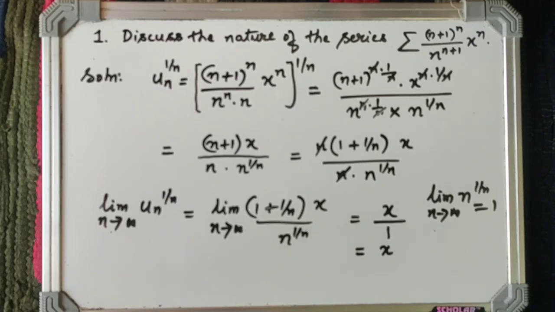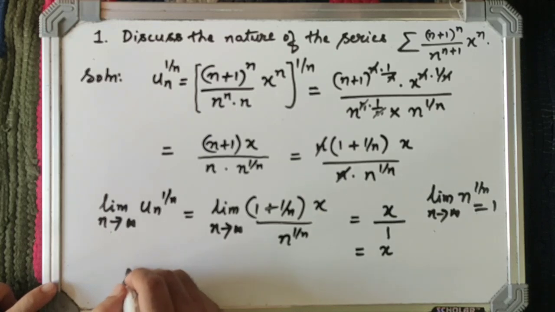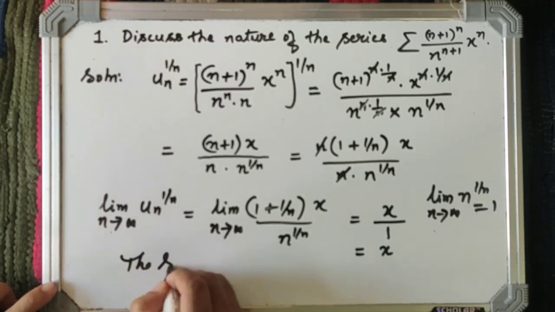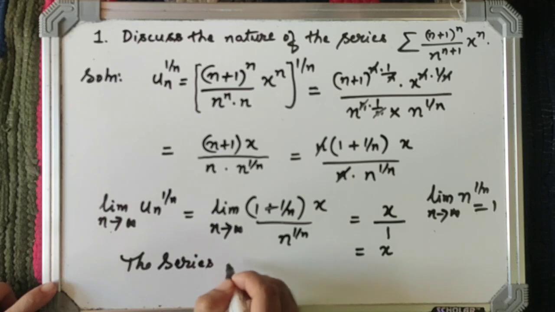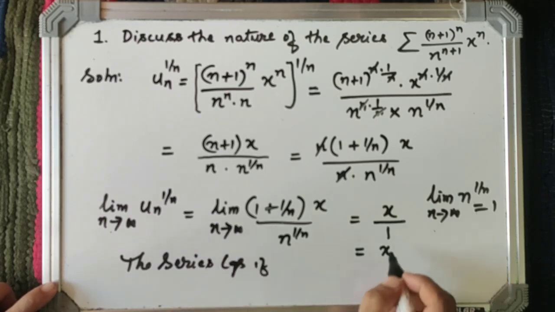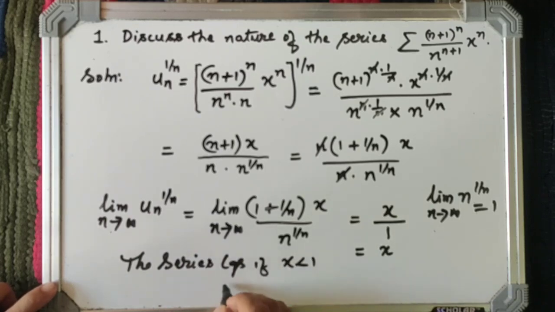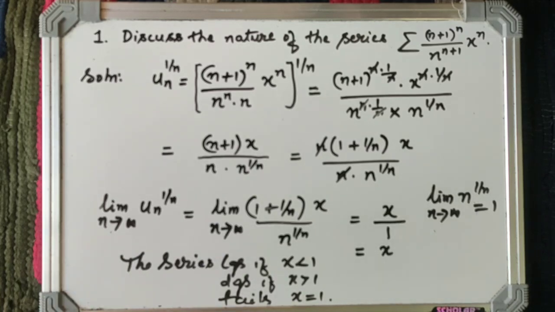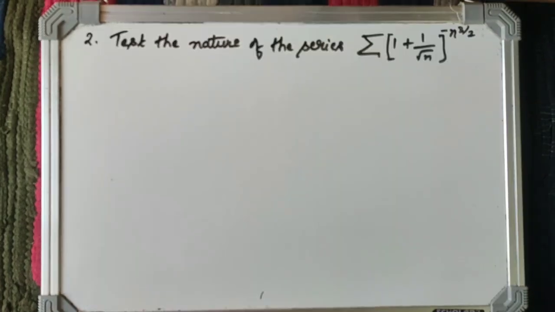So the conclusion is the series converges if x is less than 1, it diverges if x is greater than 1, and the test fails if x is equal to 1. So this is our conclusion of the series. So let us move to the next problem.